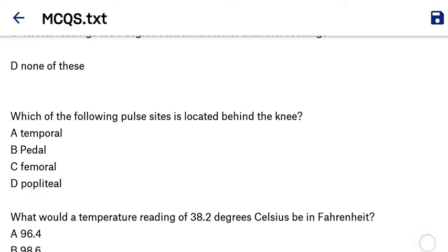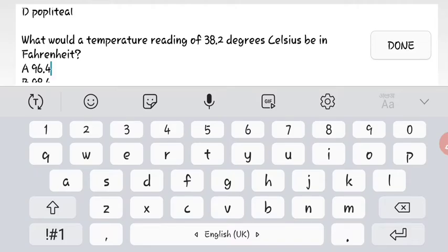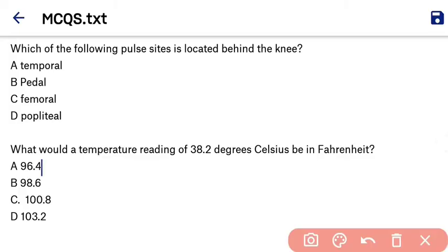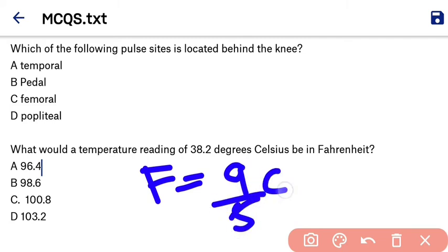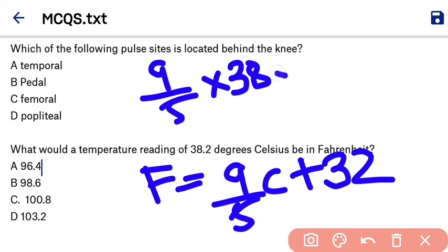Next, what would a temperature reading of 38.2 degrees Celsius be in Fahrenheit? So yesterday we learned the formula for conversion. So here F is equal to 9 by 5 C plus 32. This one is the conversion formula. Okay, let's put the value in this. So here the temperature is 38.2 degrees Celsius.